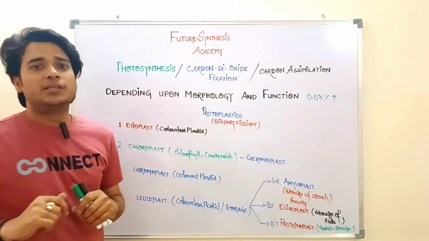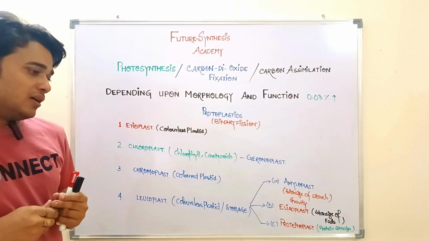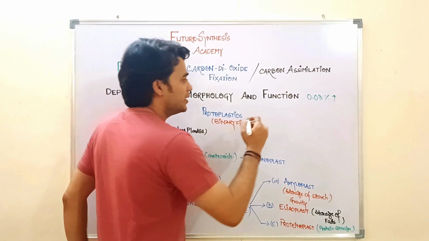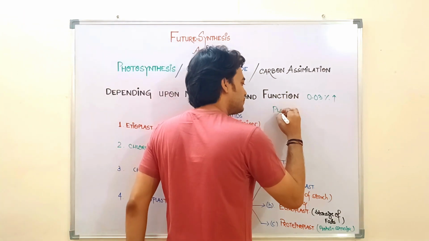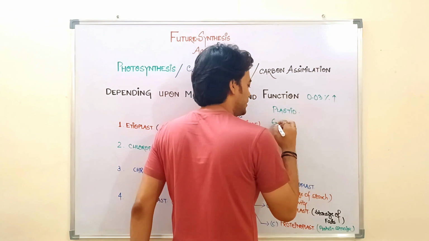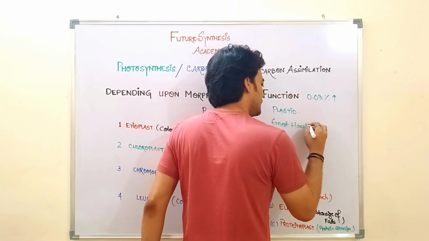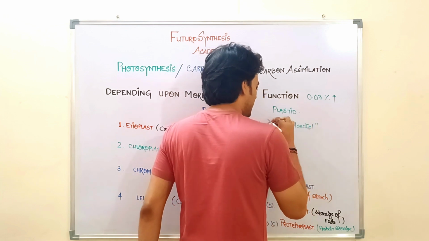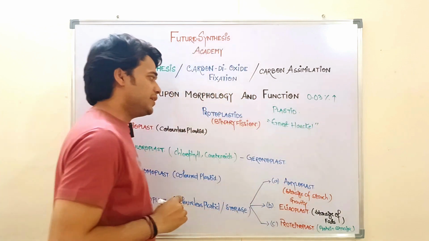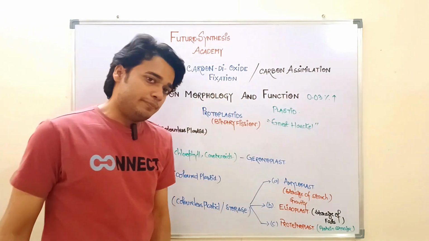Now the first person who gave the term plastid is none other than Ernest Haeckel. He gave the name plastid.